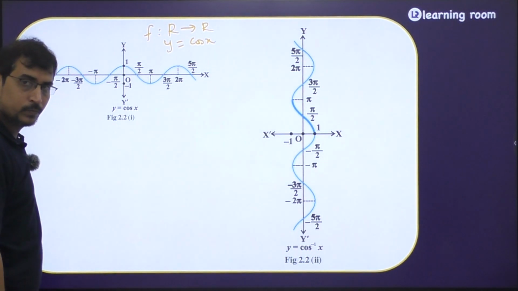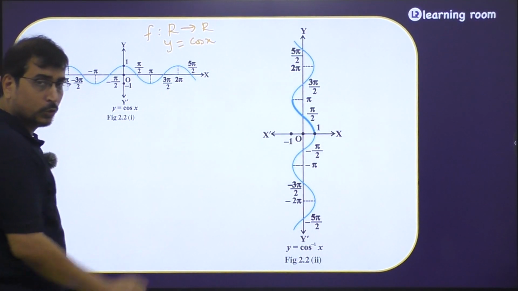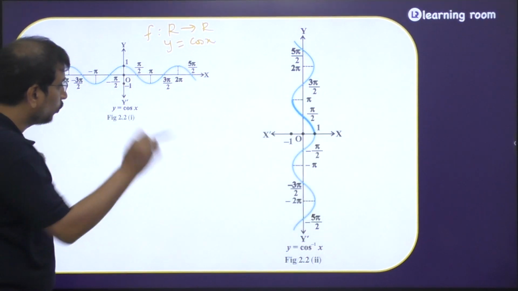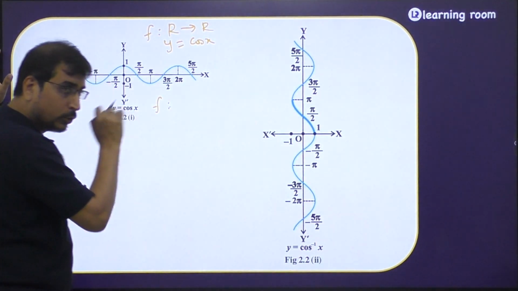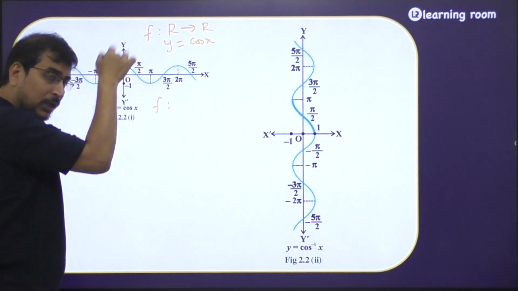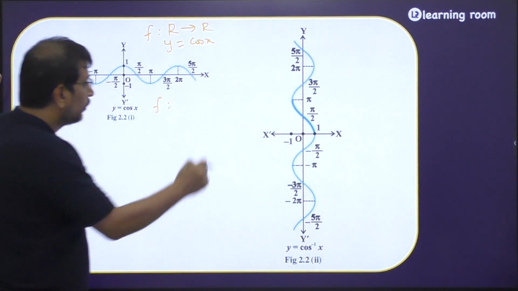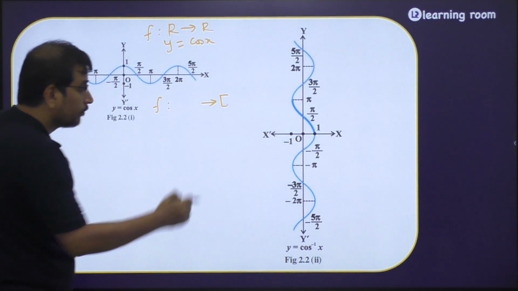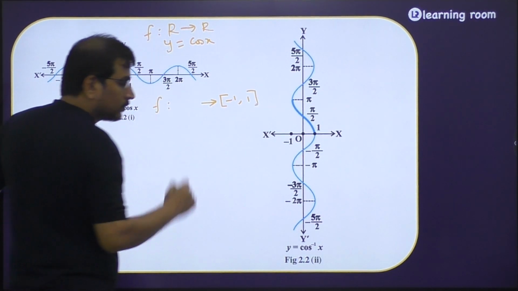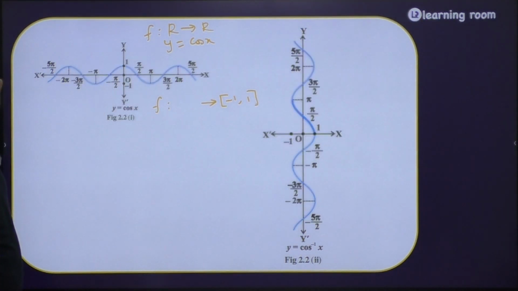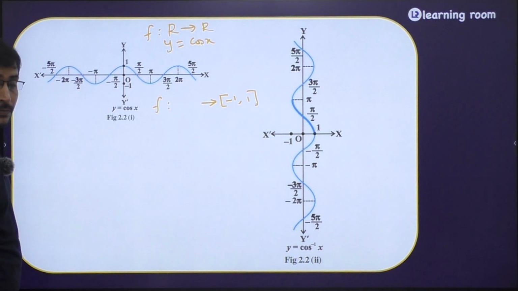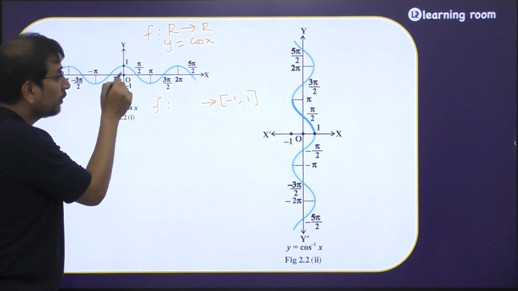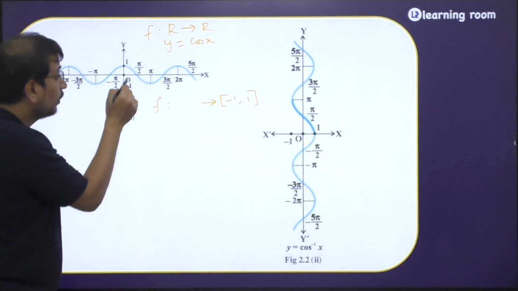So for me to make it 1-1, I'll think at the end. Is it onto? For onto, what will you check? You will check the codomain part. So the codomain is R, but what is the range? -1 to 1. So create a restriction on the domain and codomain so that this first becomes 1-1 and onto. What should be the restriction I should create on the domain? Look at it. 0 comma pi. This part.